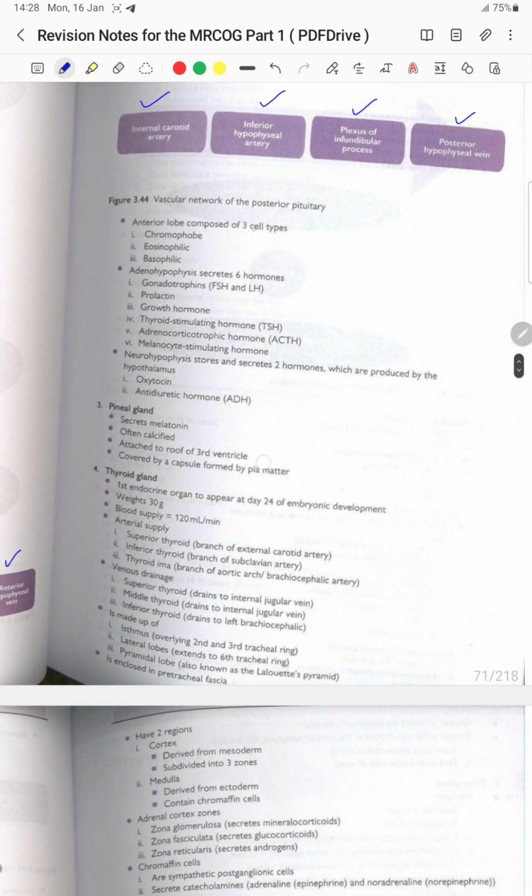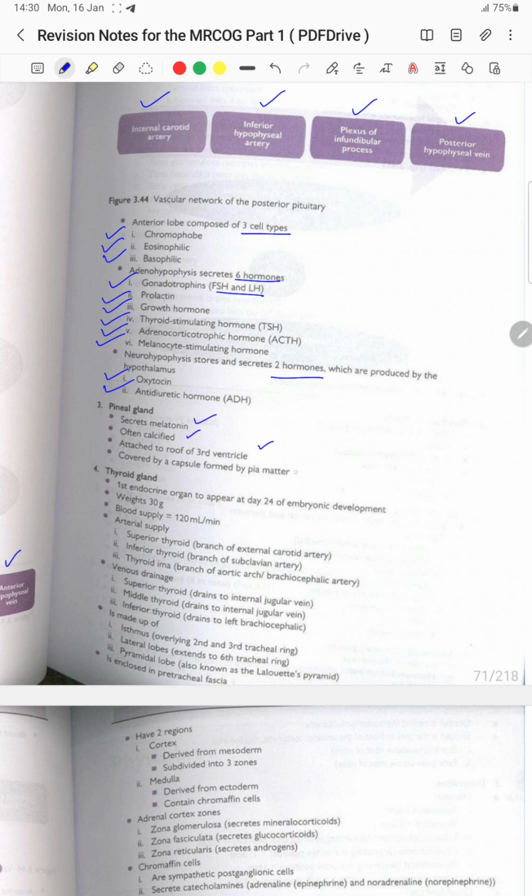The anterior lobe consists of three cell types: the chromophobe, the eosinophilic, and the basophilic. The adenohypophysis secretes six hormones. These are the gonadotropins, FSH and LH, prolactin, growth hormone, thyroid stimulating hormone, adrenocorticotropic hormone, and the melanocyte stimulating hormone. The neurohypophysis stores and secretes two hormones which are produced by the hypothalamus, which are oxytocin and antidiuretic hormone.